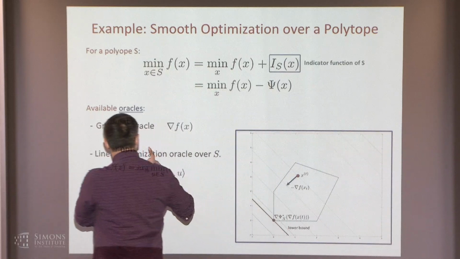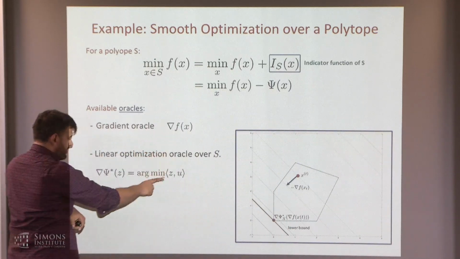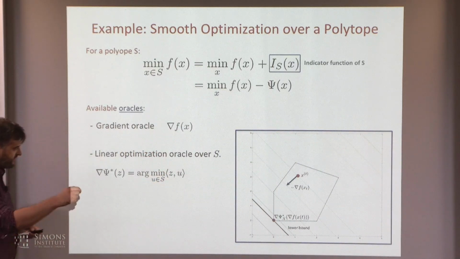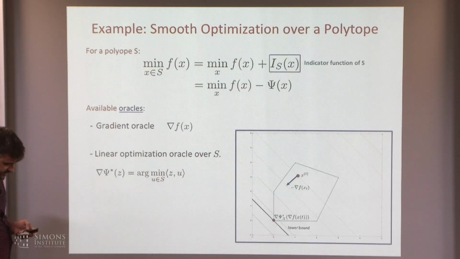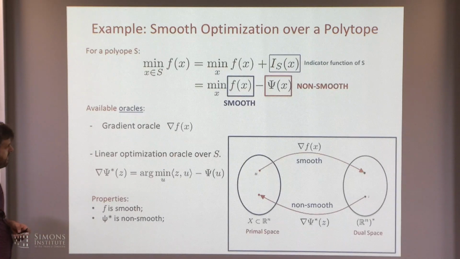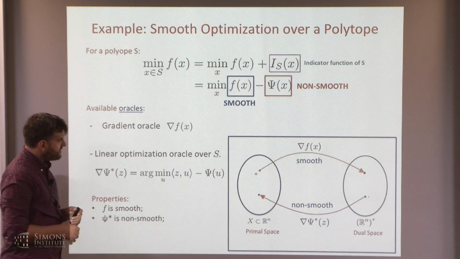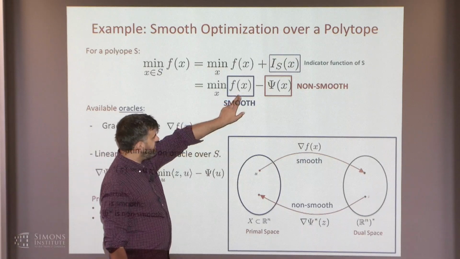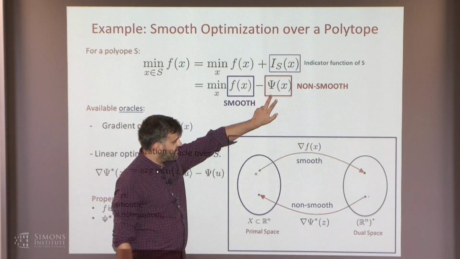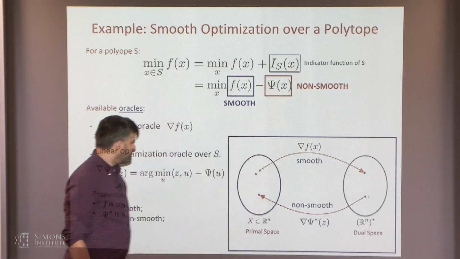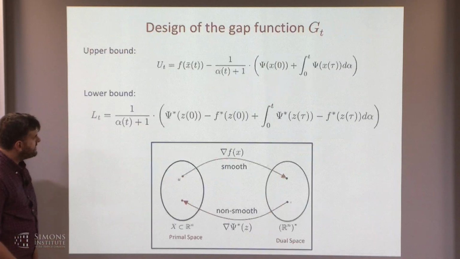So again, in general, you have a gradient oracle, and you have a linear optimization. You have this gradient of the psi star. And so the main defining characteristic here is that your f is smooth and your psi is non-smooth. Okay? So let's use that.